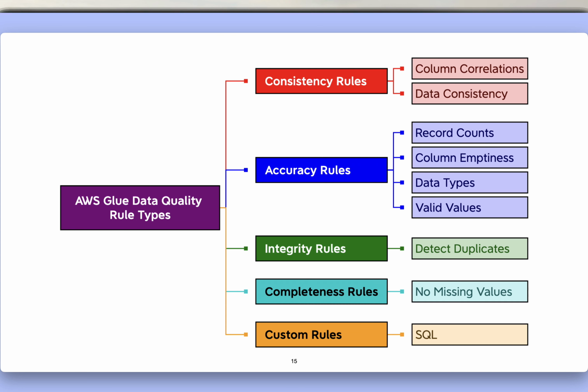AWS Glue data quality rule types. 1. Consistency rules. Check column correlations to ensure data consistency across different columns. 2. Accuracy rules. Check record counts, column emptiness, data types, and valid values to ensure accuracy. 3. Integrity rules. Detect duplicates in the dataset. 4. Completeness rules. Ensure that there are no missing values in your datasets. 5. Custom rules. For any missing requirements, you can author custom rules using SQL.